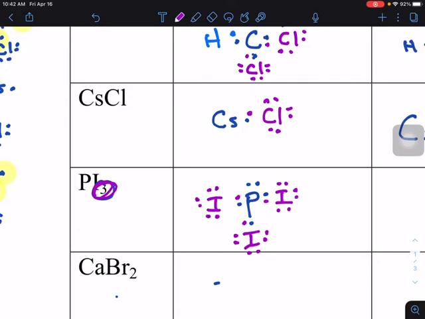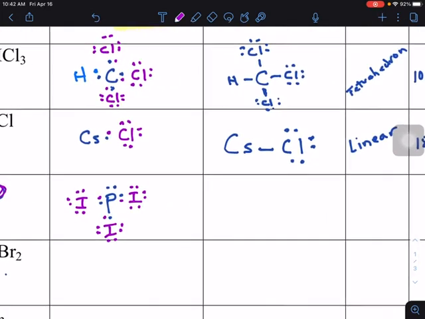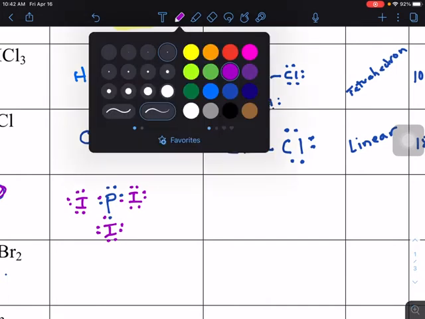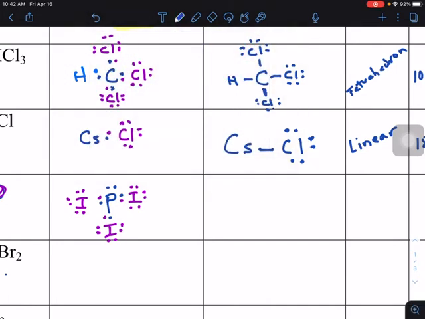Okay, and you'll notice here that phosphorus has 8 valence electrons. So if you count them out, each iodine has 8 electrons, and that's a stable octet for each one of them, that's what they want. They want stability with 8 valence electrons. So our structural formula for this, we're going to have phosphorus with a covalent bond with iodine.